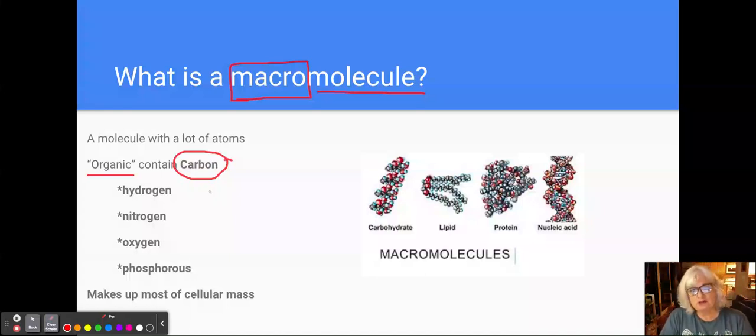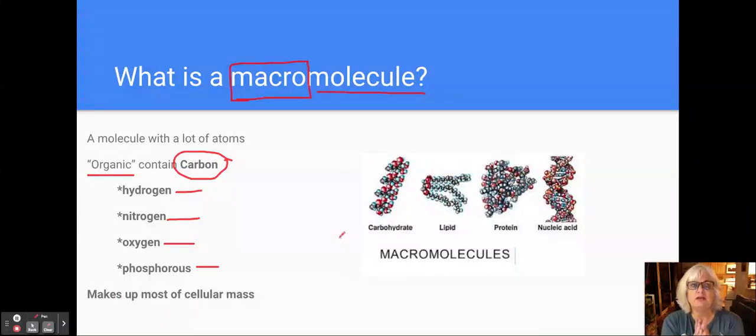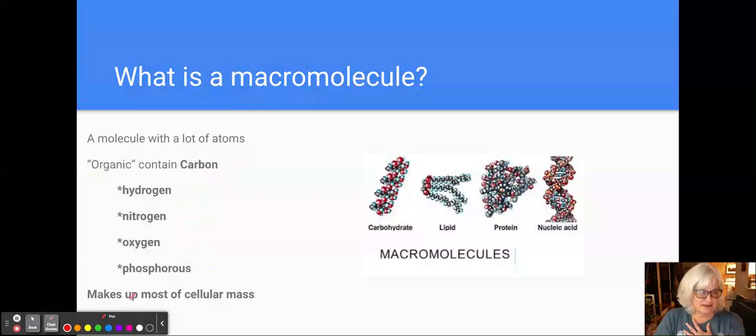Now, these macromolecules we're going to learn about have carbon as their main element, but then they can also have hydrogen, nitrogen, oxygen, phosphorus, and lots of other elements. But for the most part, C, carbon, hydrogen, oxygen, and nitrogen are probably the most common. And when you think about your cells, if you were to take your cells apart and look at what makes up most of the mass of every cell in your body, it's going to be macromolecules. And so these are really important when it comes to biology and life. So let's learn a little bit more about them.